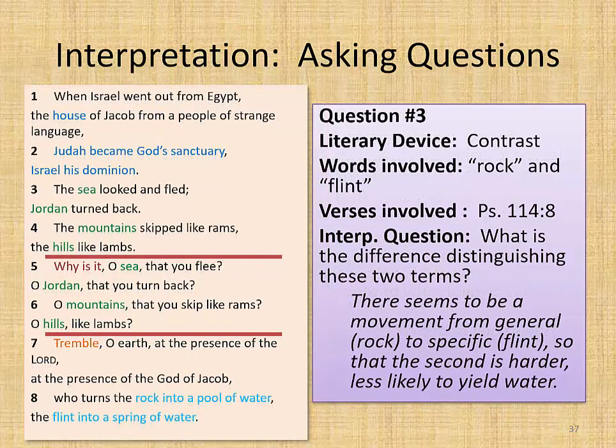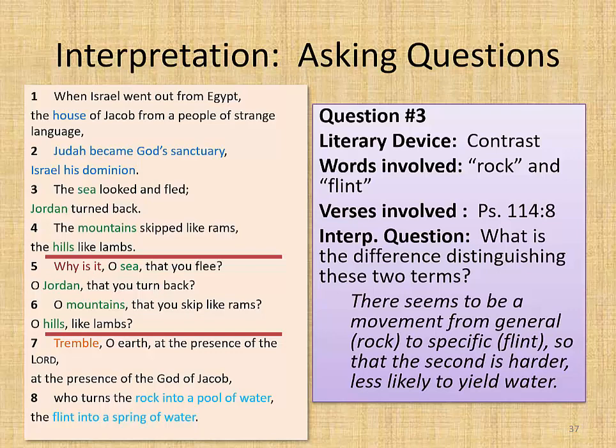A third question, beginning with acknowledging the literary device, contrast. The words involved will tell us what's in contrast. Rock and flint. First off, you might think to yourself, well, that's synonymous. Okay, it's synonymous, but when you think about it, can you detect any difference between a rock and a flint? This observation proposes there is a difference, and it comes out a little bit later. Where are they found? What verse? Verse 8. And now the interpretive question. What's the difference distinguishing these two items?